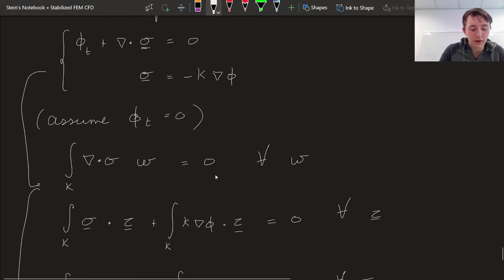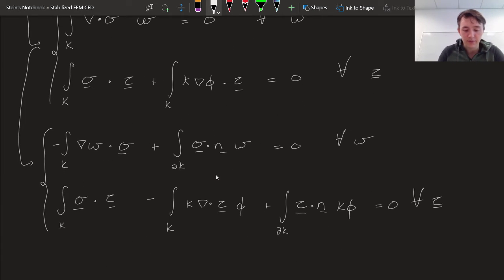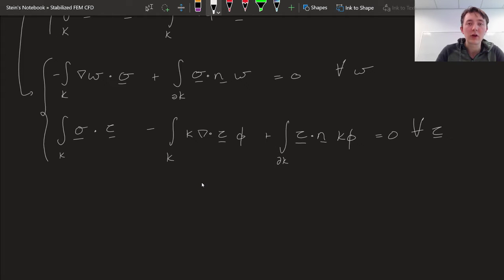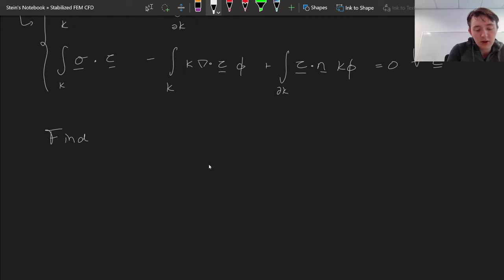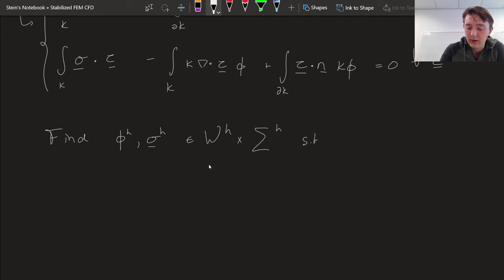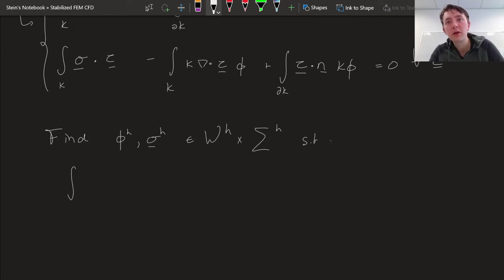So we had a strong form here, integration by parts, integration over our element here, integration by parts here. And now we're going to introduce a discontinuous Galerkin approximation space. And now we're going to say we're looking for a solution, an approximation, phi h and sigma h, right? We're trying to approximate now both fields in spaces, well, let's call them W_h and Sigma_h, such that we have that the integral over k, let's scroll up a little bit here. Can I do that?